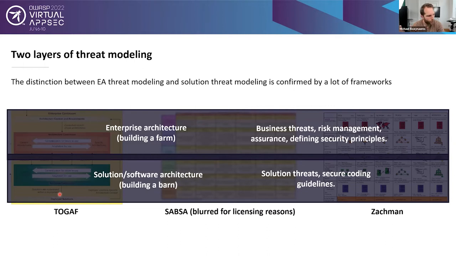If we have talked about solution threat modeling in the past, again, we see that the threat modeling is more at this solution architecture layer and not at the enterprise architecture layer. You also see the goals, again, they are different. At an enterprise architecture layer, we would like to come up with threats, with risks, with generic principles that can be used in SAPSA. We call it the contextual, conceptual, and also logical layer, whereas the solution architecture is more the physical and the component layers.